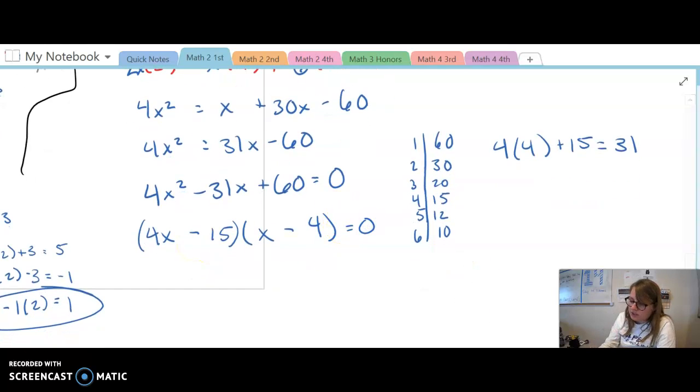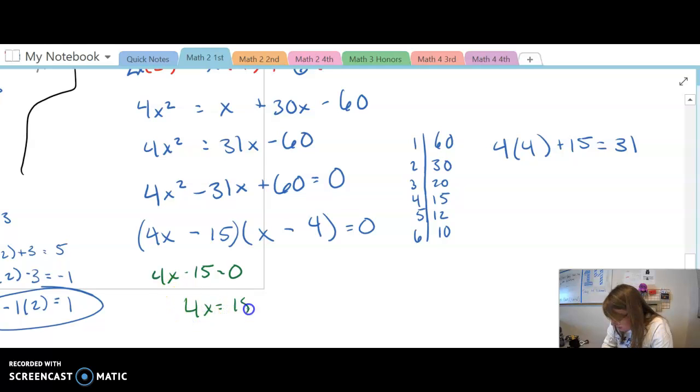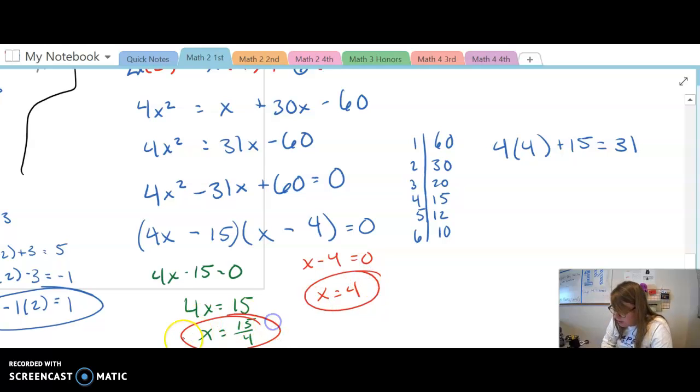So now all I have to do is set both of those equal to 0. We have 4x minus 15 equals 0, and so I get 4x equals 15, and then x equals 15 over 4. And then I have my other side, so x minus 4 equals 0, and then x equals 4. So I got those two solutions.